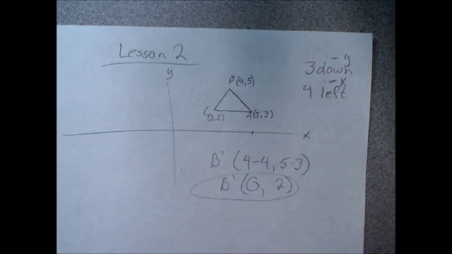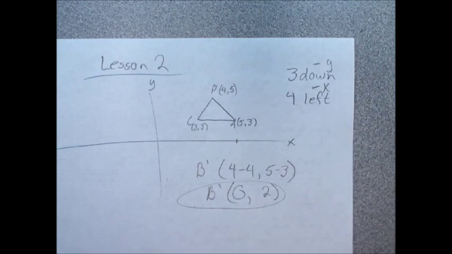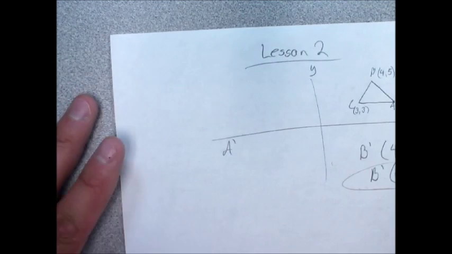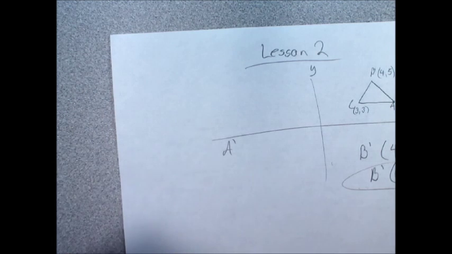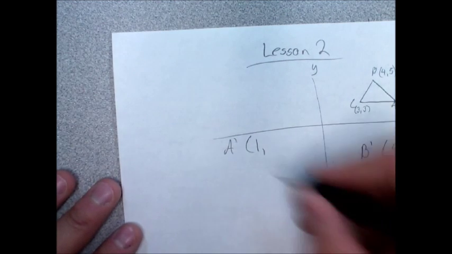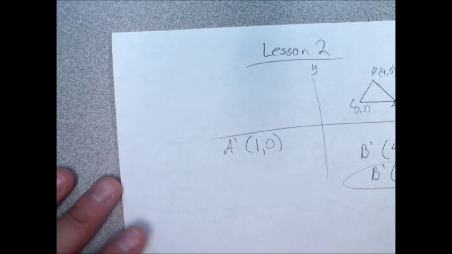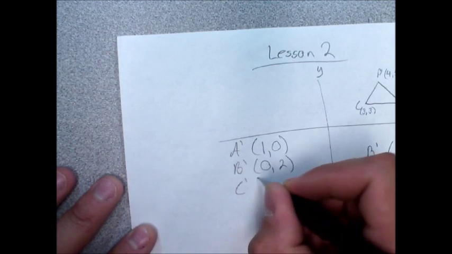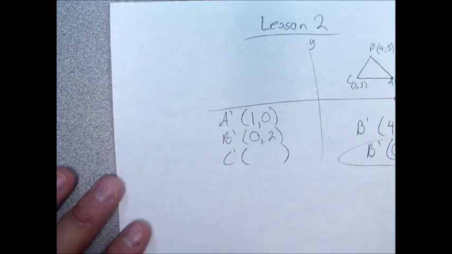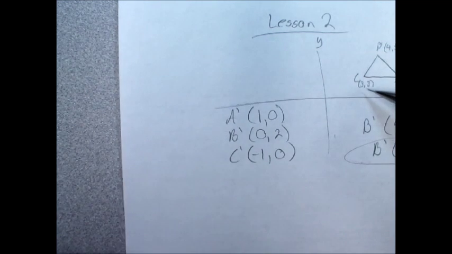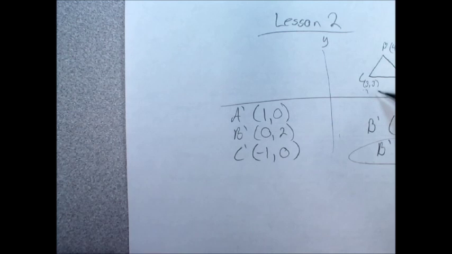Okay, alright. Now that you've had time to talk with your group, let's see what we got for A, B, or sorry, we already know what we got for B. Let's see what we got for A. So on A, the image of A should have been translated 4 units to the left, so it would be at 1, and 3 units down, so it should be at 0. Cool. B prime, we already knew that one was at 0, 2, and C prime was at what? -1, 0, because it's 4 units to the left, so subtract 4, and down 3, so subtract 3.